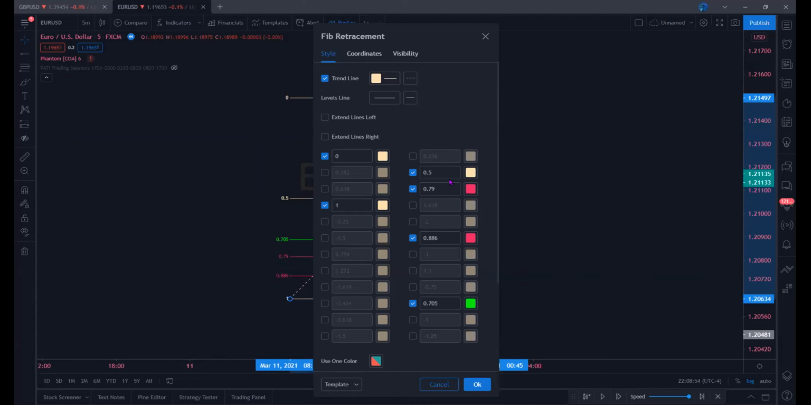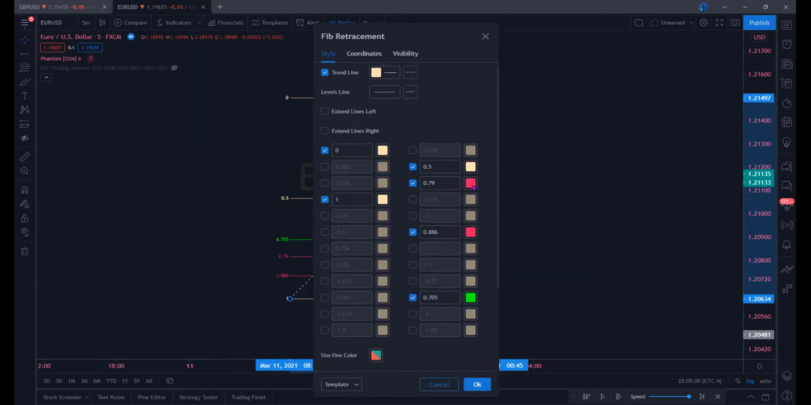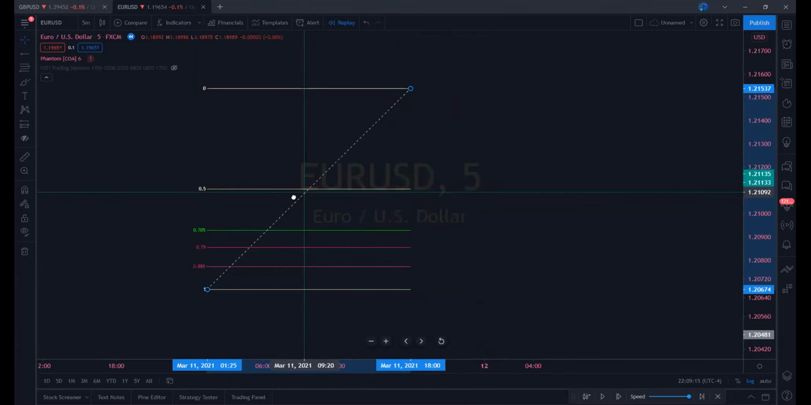Great. Okay. Next, I'm going to show you the ones that you need to highlight. The reason why I changed the colors of the 79 and the 88.6 is that is my kill zone. The 705 is kind of my alert and tentative entry. I'm going to show you exactly what I mean by that.